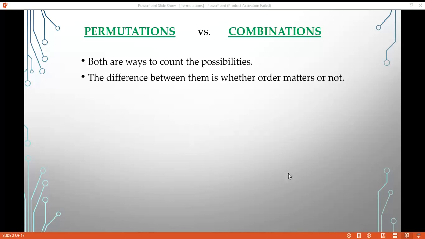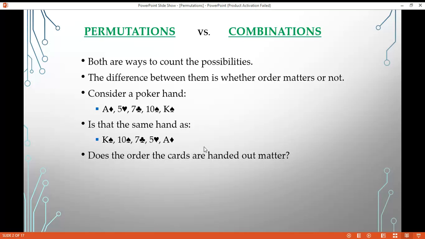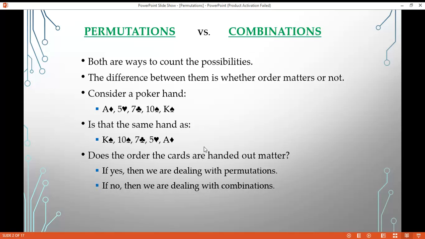Now suppose we have a poker hand like this. This is the symbol of the poker hand: 5, 7, 10, K, these are the cards we have. Can we say that this is the same hand as K, 10, 7, 5, A? Yes. Does the order of the cards in the hand matter? If order matters, we have to deal with permutations. If order does not matter, we have to deal with combinations.